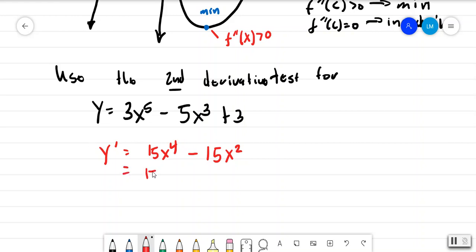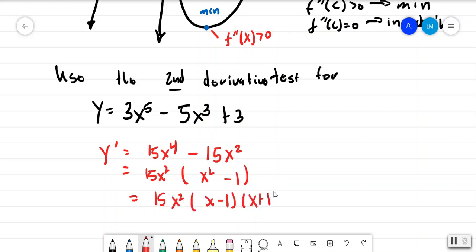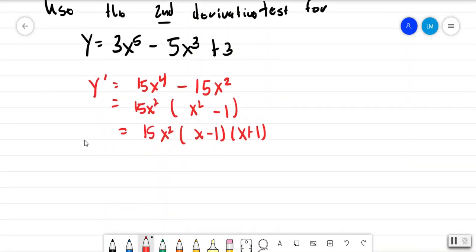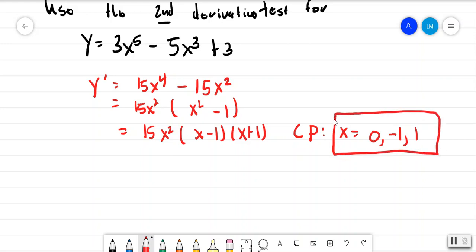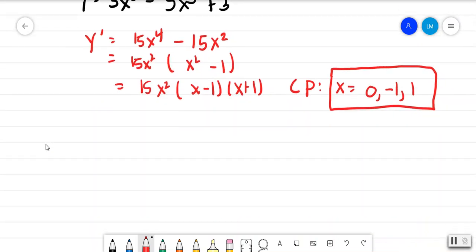So we have 15x squared multiplied by x squared minus 1. This is kind of interesting because it's telling me that I have 15x squared multiplied by x minus 1 and x plus 1. So this tells me that my critical points are 0, 1, and negative 1. And you can set those equal to 0 and find them. But I'm not going to do anything with these. I'm just going to go ahead and move on to the next derivative.